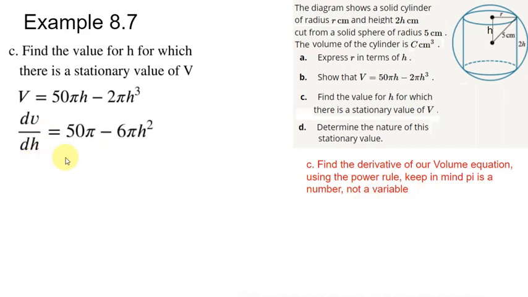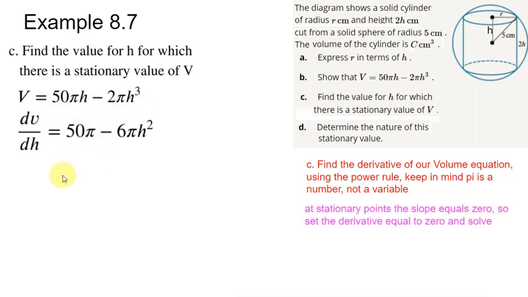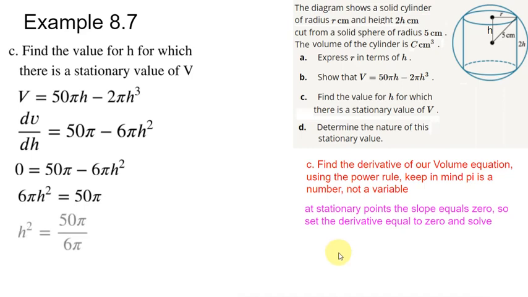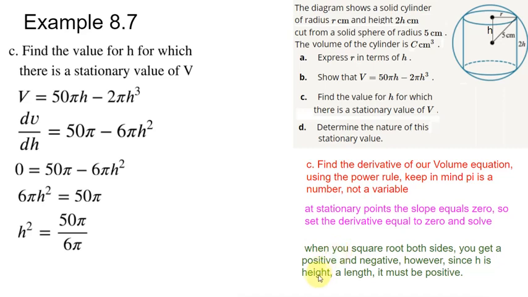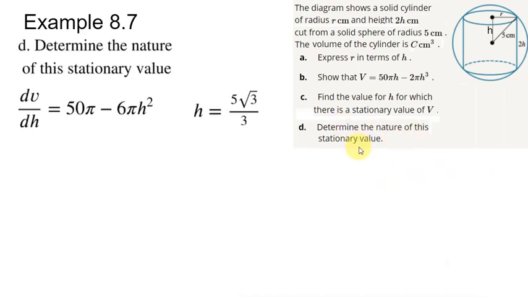So remember, this is going to be 1 times 50 pi, that's 50 pi, and then 3 times negative 2 pi, that's negative 6 pi, and then we're going to subtract the exponent. 3 minus 1 is 2. We're going to make it equal to 0 now, and so then all I'm going to do is get the negative 6 pi h squared on the other side. I'm going to get h squared by itself, and then I'm going to square root both sides, and I'm going to find out that h is equal to 5 square root of 3 all over 3. So now that's the h value.